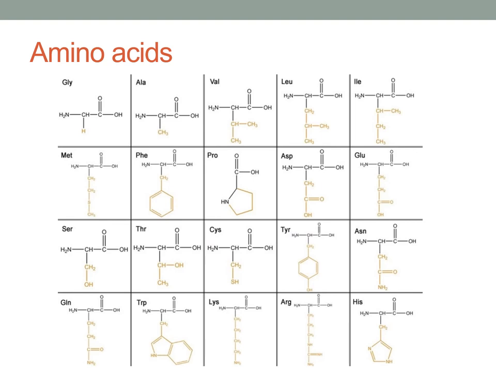There are 20 different amino acids. You don't have to learn them for this class. That's for biochemistry. But you can see the part highlighted in that greenish color. Those are the R groups. That's what makes one amino acid different from another one. Okay? But the rest of the molecule looks exactly the same.